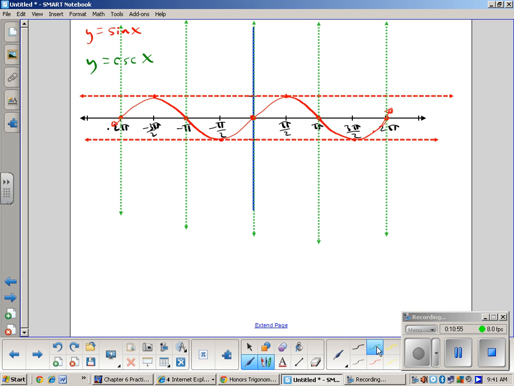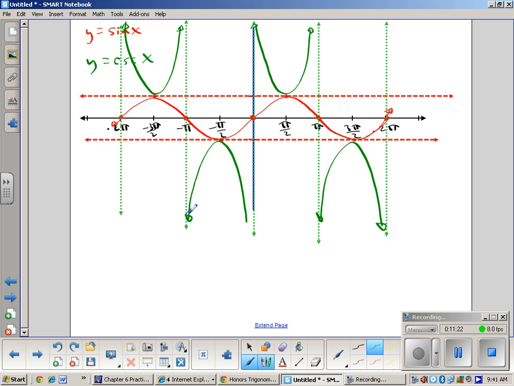I quickly graph or sketch, or at least plot points for, the sine graph. And in every place there's a high, I'm going to have a parabola that opens up. And every place there's a low, I'm going to have a parabola that opens down. So the green graph is our cosecant graph.